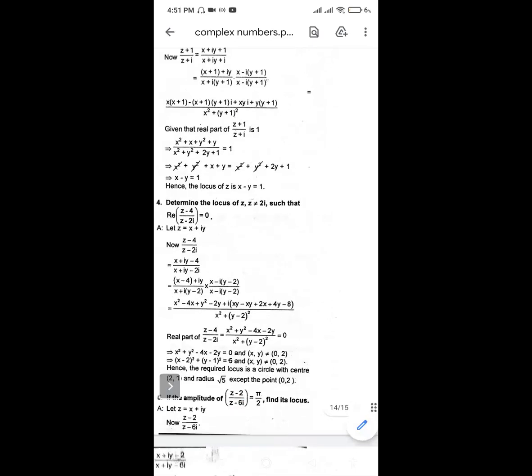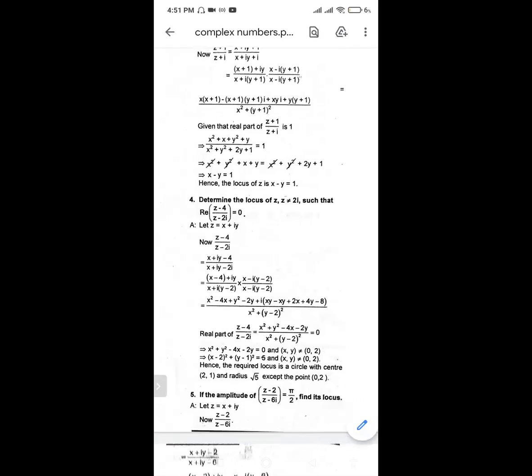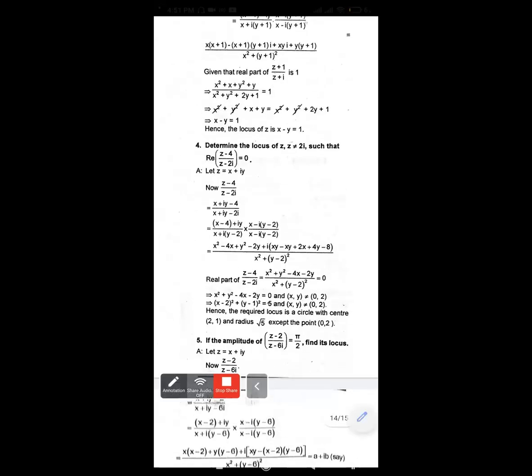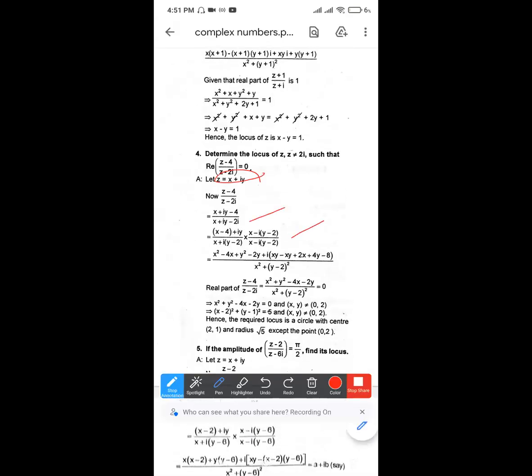Question number 4. Determine the locus of z if z is not equal to 2i such that real part of z minus 4 by z minus 2i is equal to 0. Let z equal to x plus iy, we already know. Substitute the value of z, rationalize it, simplify it, then real part is equal to 0.